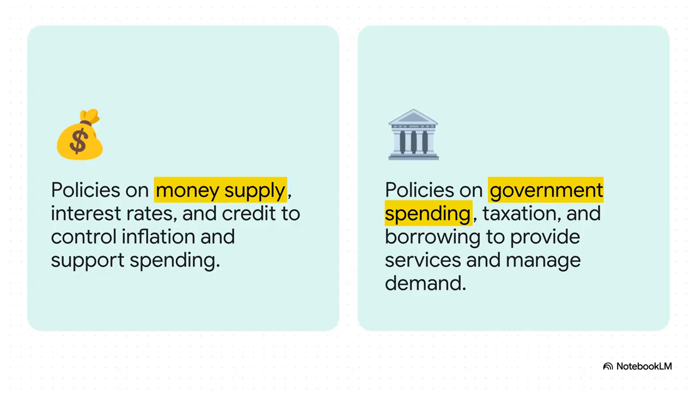So how do you manage these huge cycles? Well, governments have a toolkit with two main tools. First up is monetary policy. This is run by the central bank, and it's all about controlling the money supply and interest rates. Think of it like the gas and brake pedals for the entire economy. Then you have fiscal policy. This is what the government itself does, spending money, taxing people, and borrowing. This has a more direct impact on things like public services and overall demand in the economy.